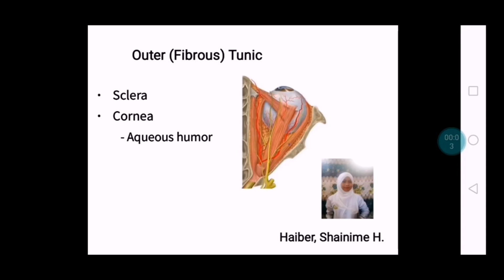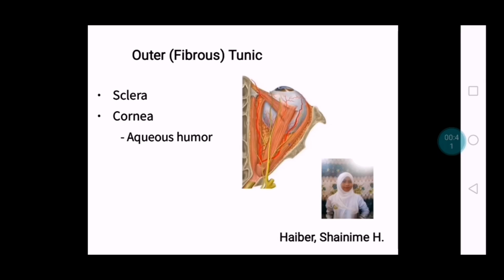Outer fibrous tunic. The fibrous tunic is composed of the sclera and the cornea. The sclera is the white outer layer of the posterior 5/6 of the eyeball. It is a firm, opaque tissue layer that consists of dense, collagenous connective tissue with elastic fibers. The sclera helps maintain the shape of the eyeball, protects its internal structure, and provides an attachment point for the muscles that move it.